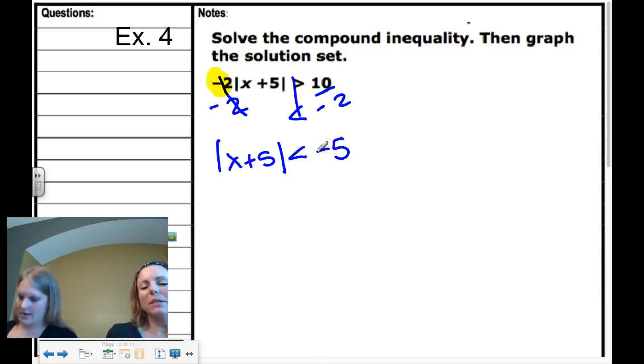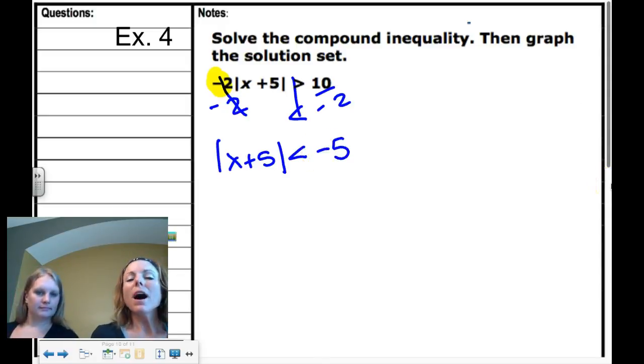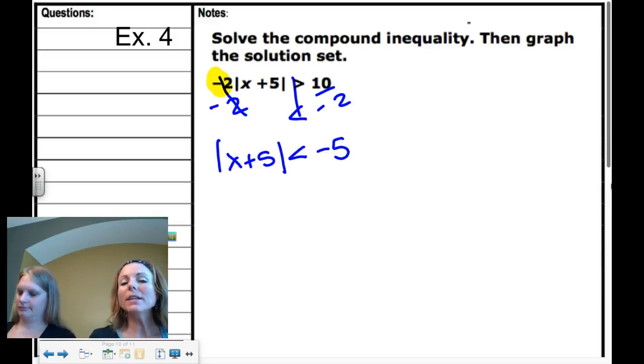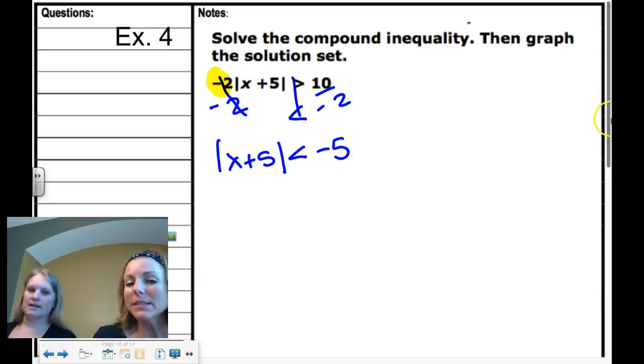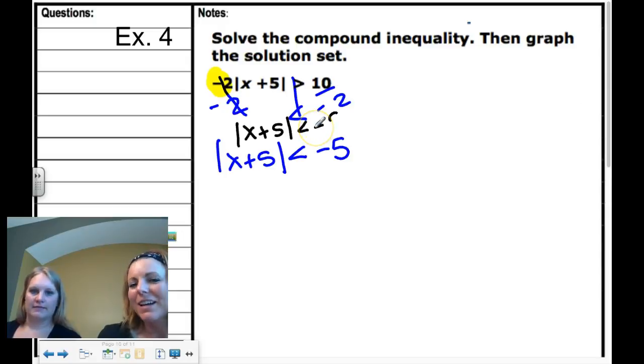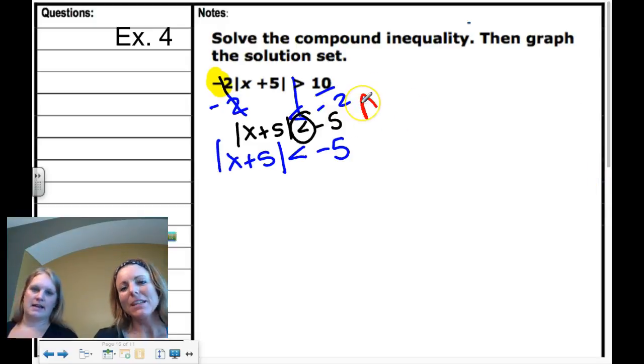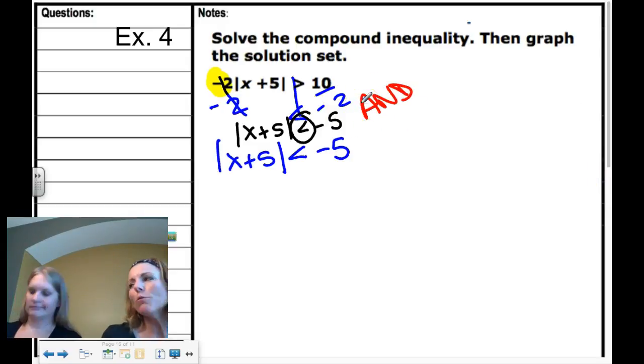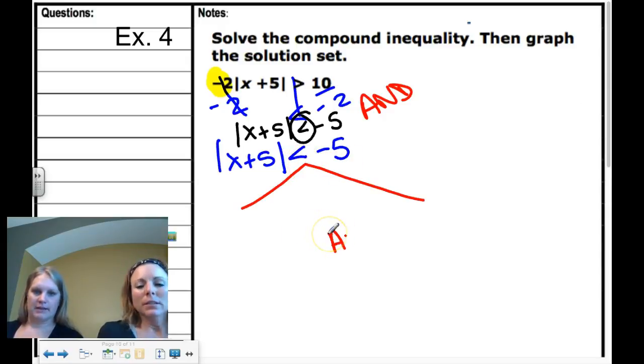I'm going to stop Miss Boyd right now. You don't always go back to the original to determine if it's an and or an or. You wait until the absolute value is isolated. Then you determine. Absolute value of x plus 5 less than -5. It's a less than, so it's an and. That's why we did this problem. Don't always go back to the original. Look where it's isolated and then determine. I'm going to put the and on.